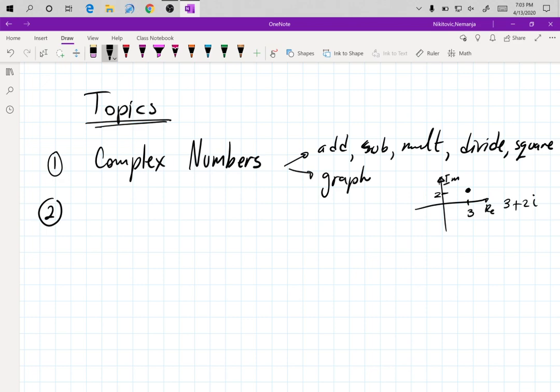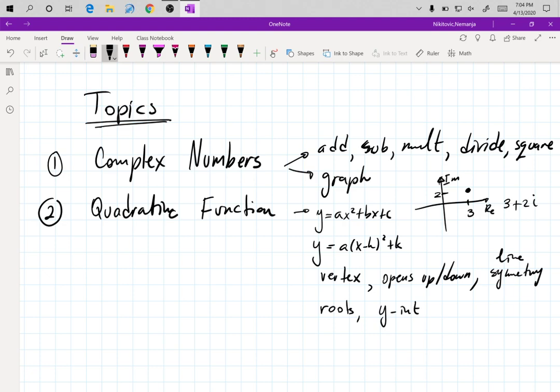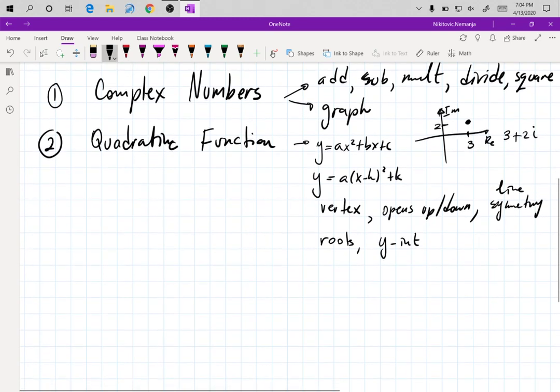All right, so let's talk about the next one, quadratic function. For that one, you need to know it all. y equals ax squared plus bx plus c. y equals a(x minus h) squared plus k. Vertex, opens up or down, symmetry, line of symmetry. So all of that good stuff that we did over there, roots, y-intercept, which is also important. Now both of those are algebra questions, but still.